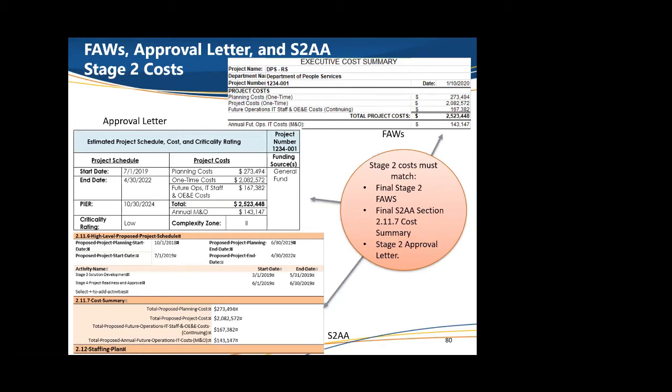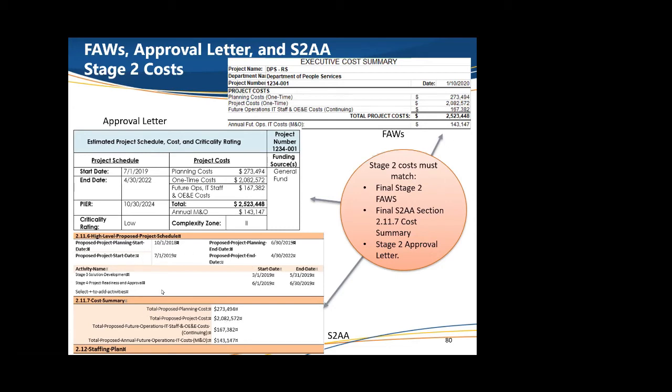Here's that area that I mentioned before, that the approval letter will have something similar to this, where it's going to show what your start date is, what your end date, when your PIER is due, what kind of criticality, your costs, 273,494. So you have the 273,494, and then one-time project cost, which is right here. And then you have the 167, which is here, the total, and then the ongoing.